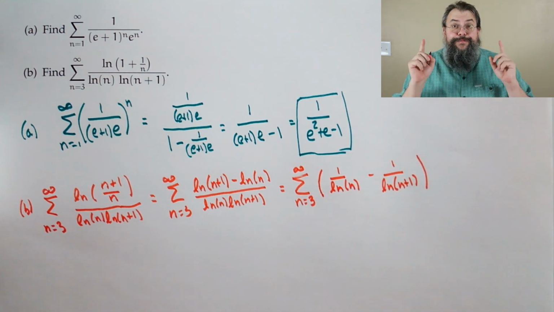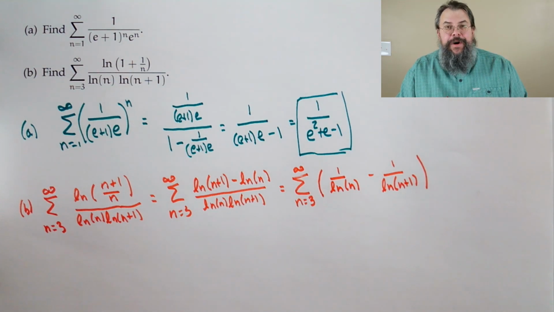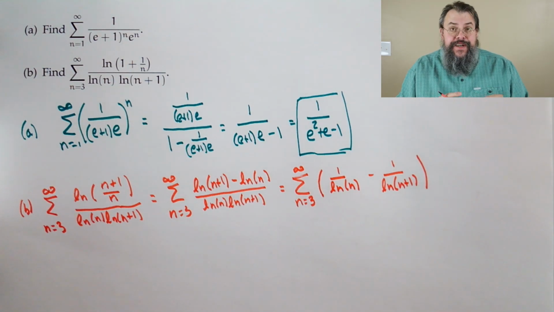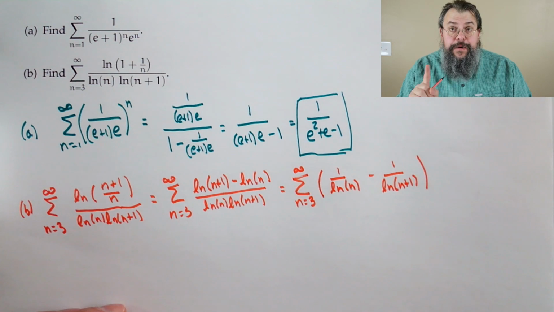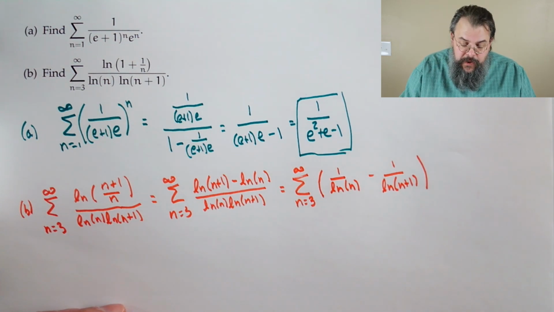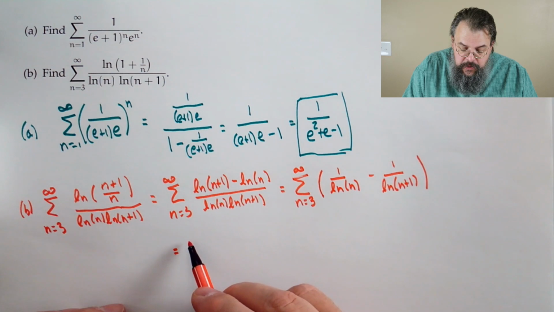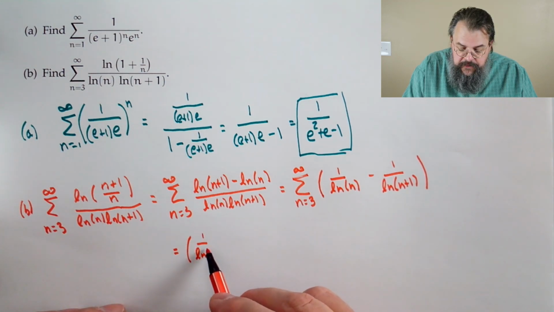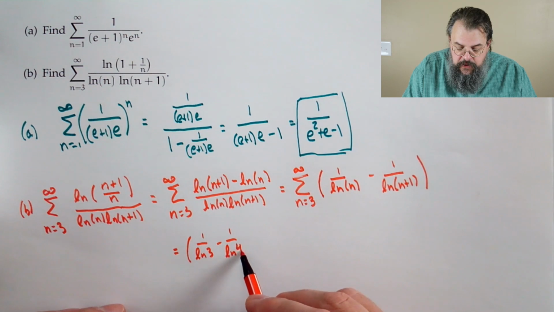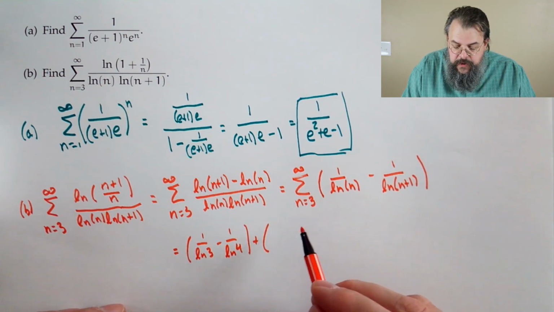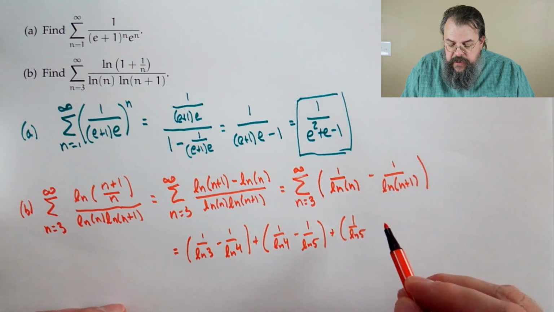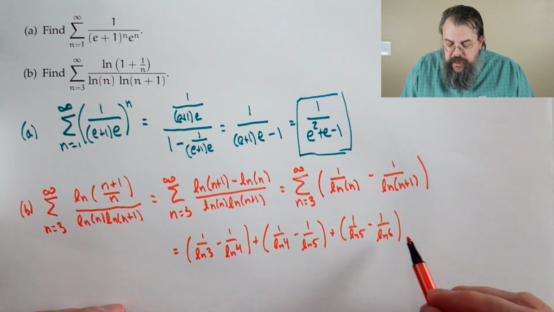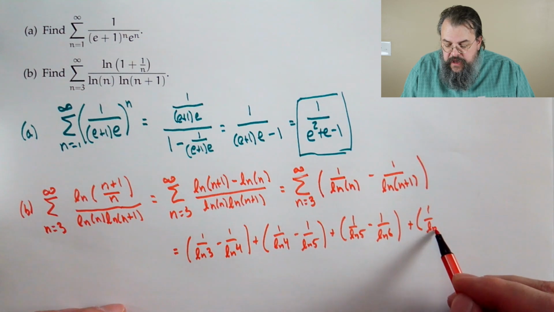And now we're like, perfect, exactly what we want. It looks like a telescoping sum because it is telescoping. They're the same form. This is offset by one term. So what happens? Well, we're going to get 1 over log of 3 minus 1 over log 4. And then in the very next term, when n equals 4, 1 over log 4 minus 1 over log 5. And in the next term, 1 over log 5 minus 1 over log 6, and so forth and so on.